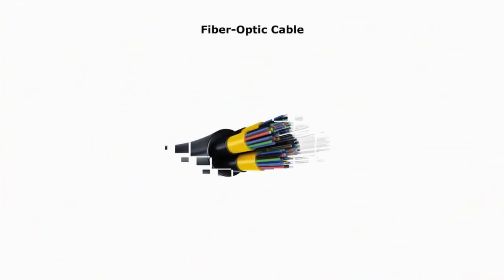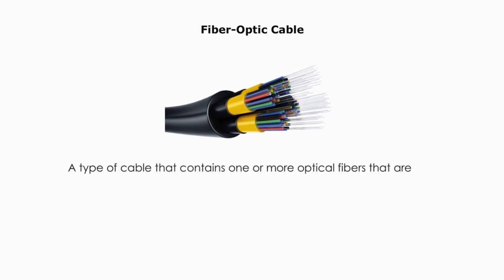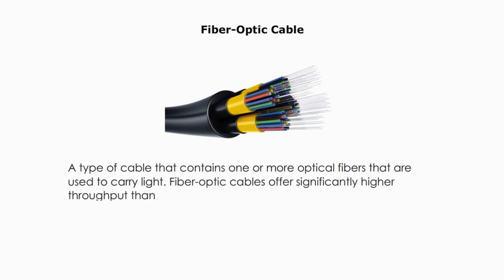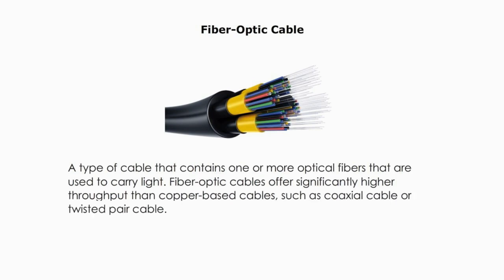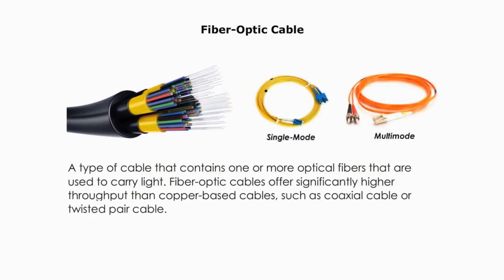What is fiber optic? Fiber optic cable or optic fiber cable or simply fiber cable is a type of cable that contains one or more optical fibers that are used to carry light. Fiber optic cables offer significantly higher throughput than copper-based cables such as coaxial cable or twist pair cable. Optical fiber may be single-mode or multi-mode.